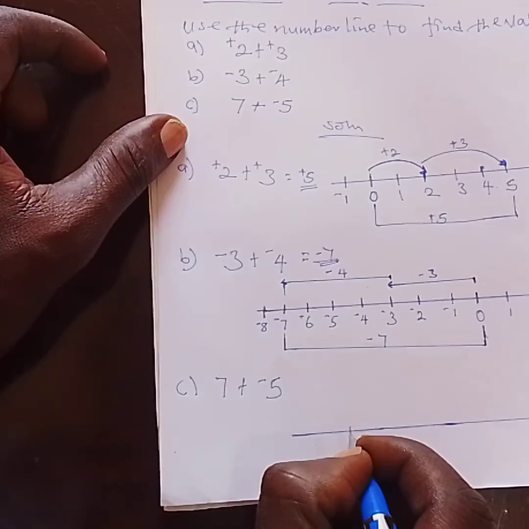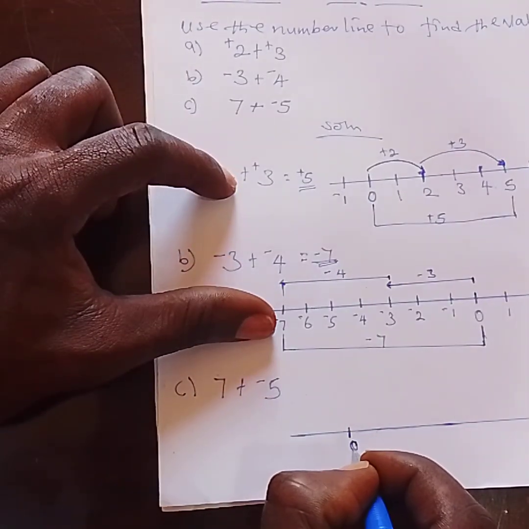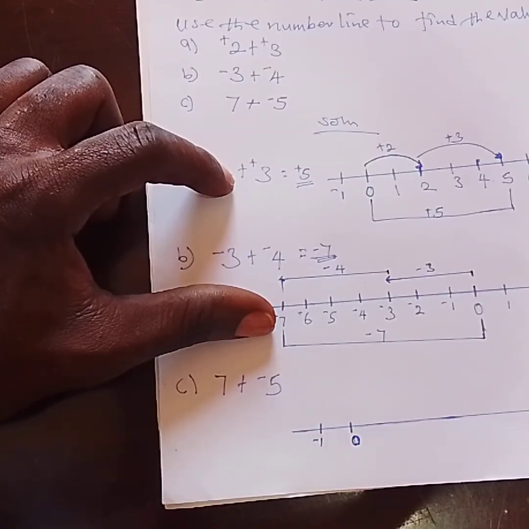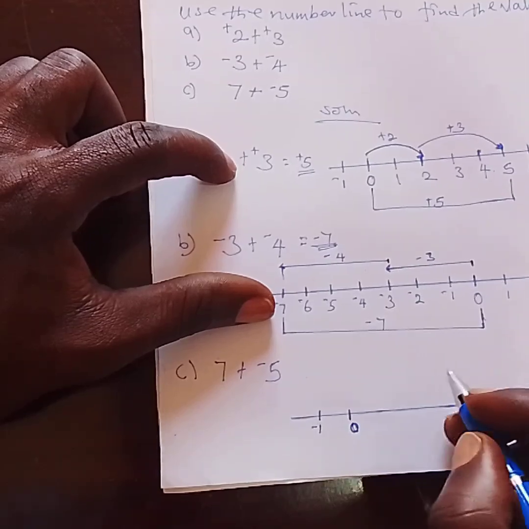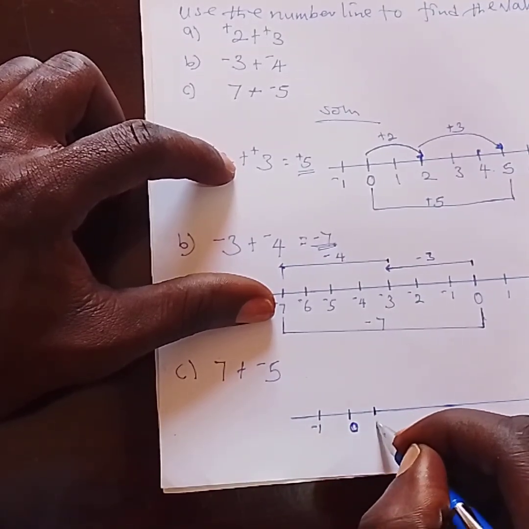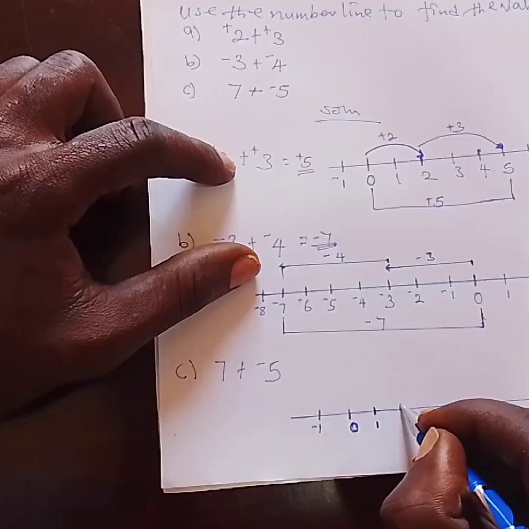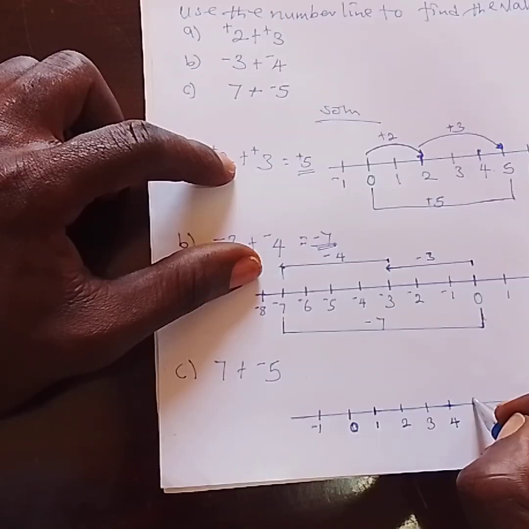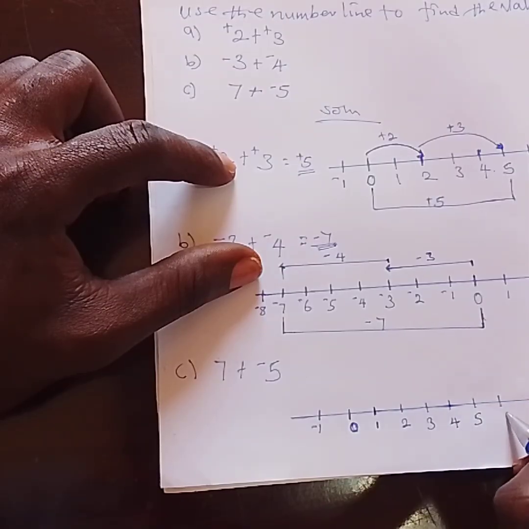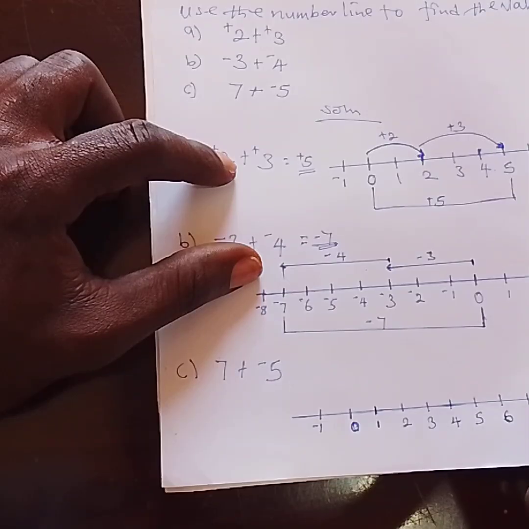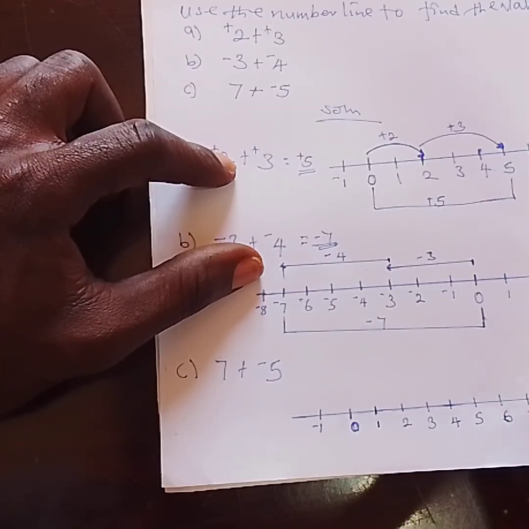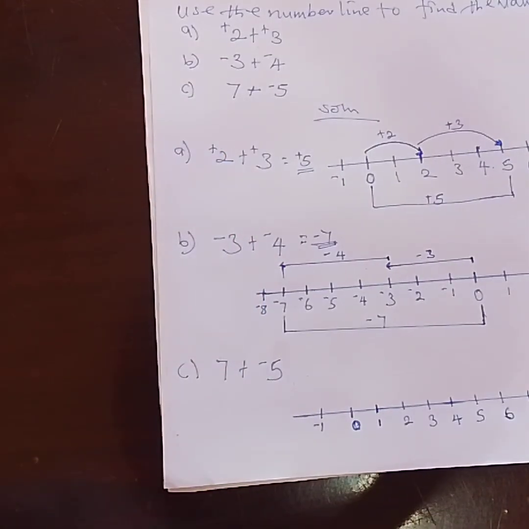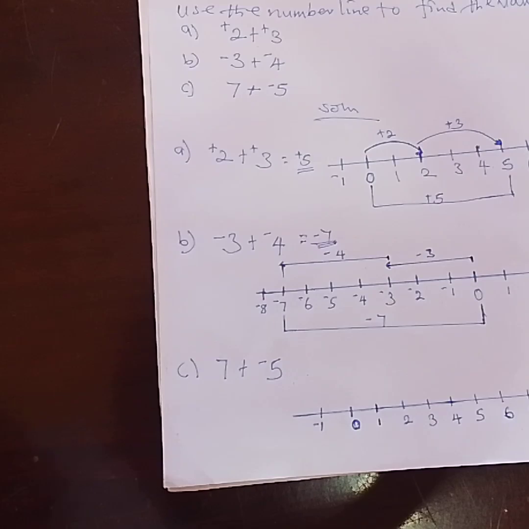We have our 0. We have here -1. Then we have here +1, because we are going up to +7. Then we have +2, +3, +4, +5, +6, +7, +8, +9. You can still proceed up to where you want your number line to reach.